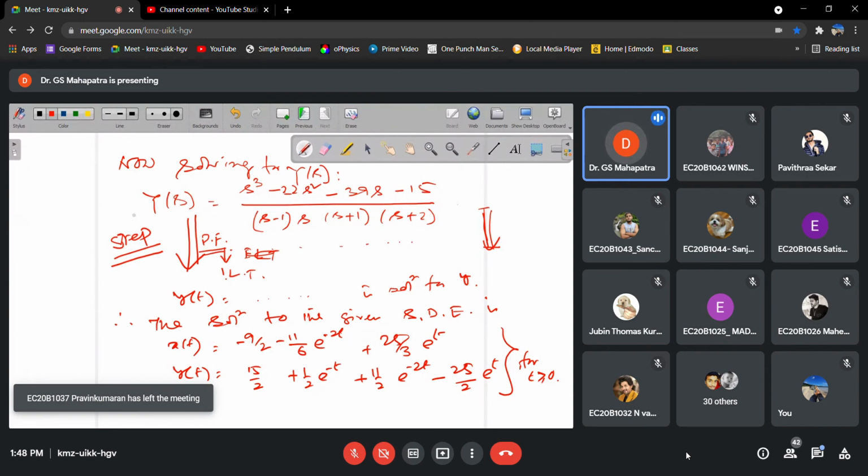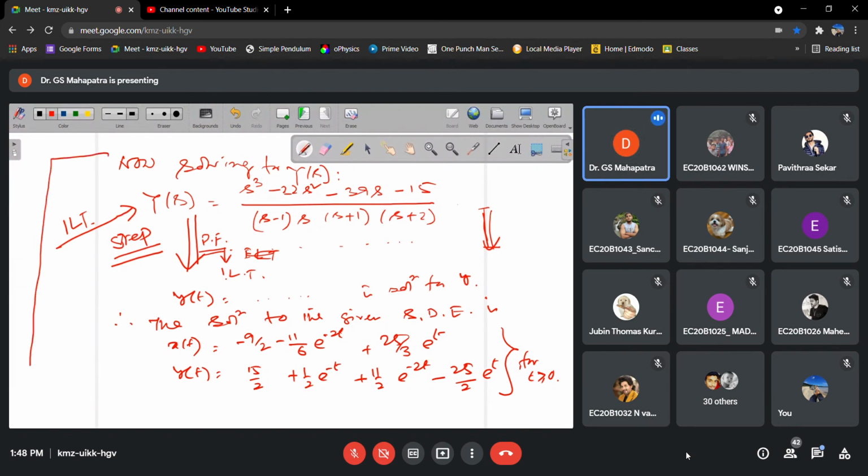Instead of finding the inverse Laplace transform of this y of s, you can find y of t. You can skip this part easily. You can omit this one. And in a different way you can find y of t. What is that? Actually, I will tell you.